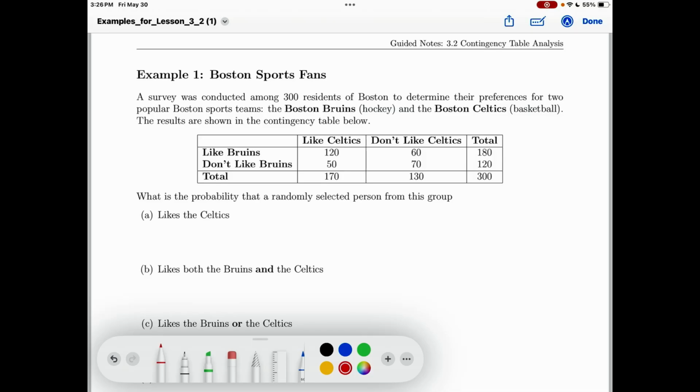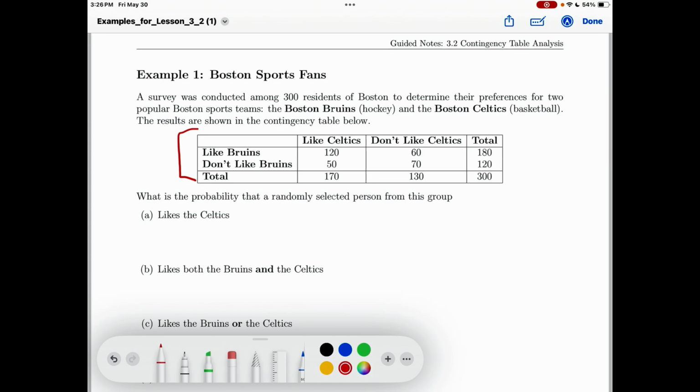Hello, everybody. Today we're going to look at how we can use contingency tables to calculate some probabilities. Now, contingency tables help us organize and analyze how two variables relate to each other, and that's what this table is right here. This is called a contingency table. Now, it displays the frequency counts of the data for each of the variables.